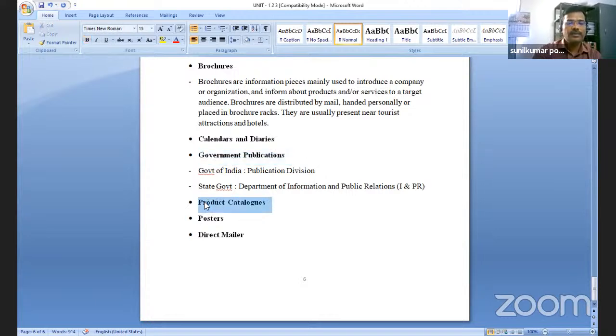Another publication is product catalogs. We see catalogs, for example, for sarees. There is a catalog which is printed with that saree. Every product, every piece has a catalog. It is a colorful designer catalog.